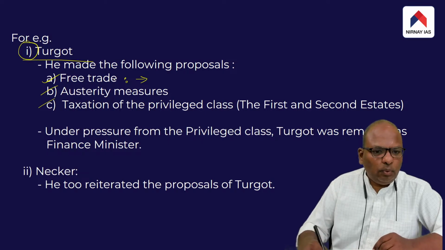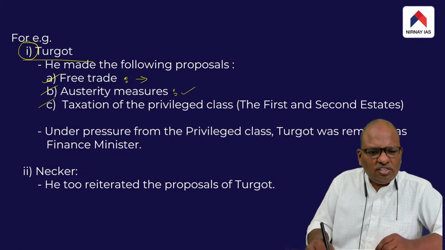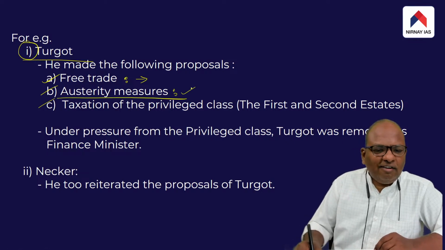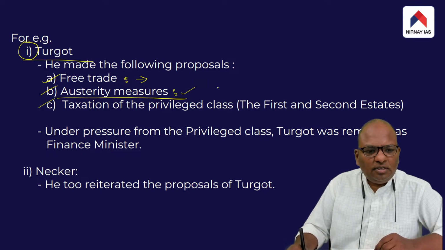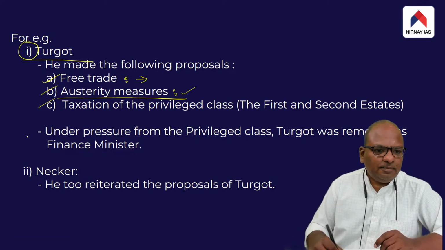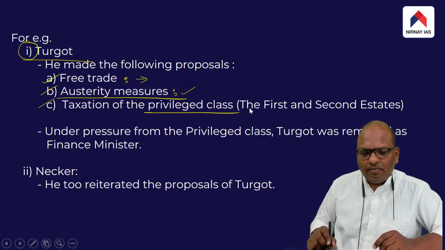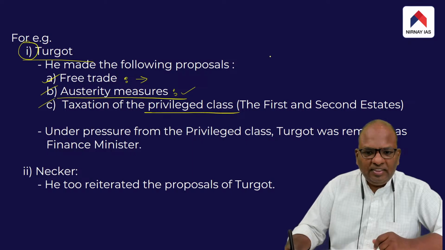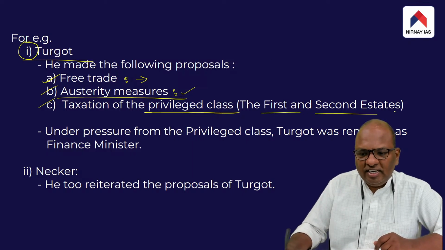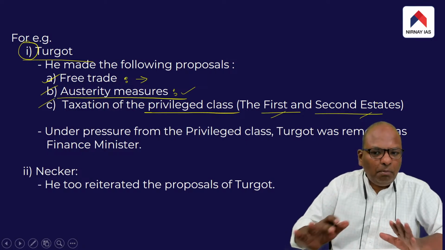That's the point. One, he encouraged free trade. Second, he recommended austerity measures. Austerity measures means he recommended the government to stop wasteful expenditure, to reduce wasteful expenditure. Third, he also recommended the government to impose taxes on the privileged classes. I told you in the beginning itself, the privileged class, that is the first and the second estates, the members of the first and the second estates, they were exempted from taxes.